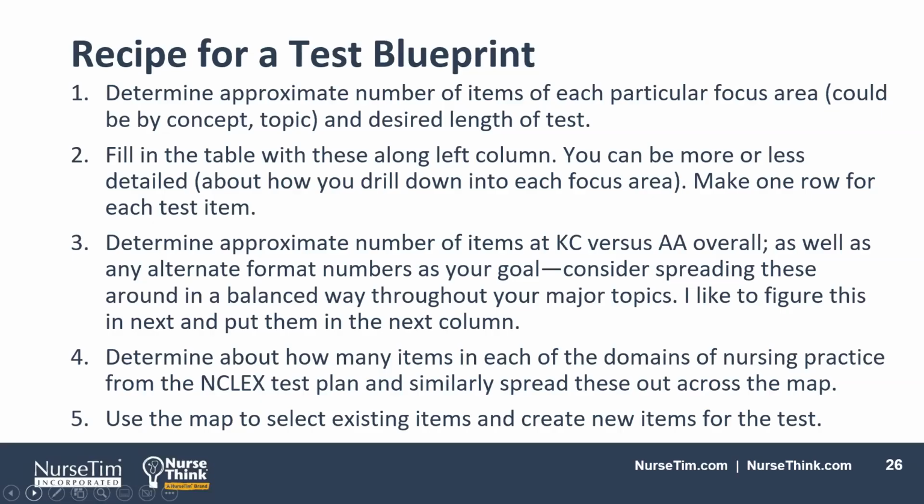Then you want to decide, how many of these items are going to be at a lower level and at a higher level of difficulty? And as well as, do we have some alternate format questions in this? How many? What's the right number? So we use these parameters that will outline our exam, and we map those, and it becomes essentially a grid that we fill in. And then how many items in each of the domains of nursing practice from that test plan, so that, again, we can make sure that we are covering the expected competencies for our graduates as we map this across a single exam as well as across our program.